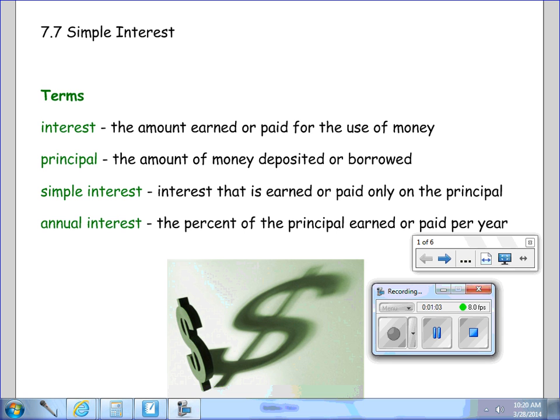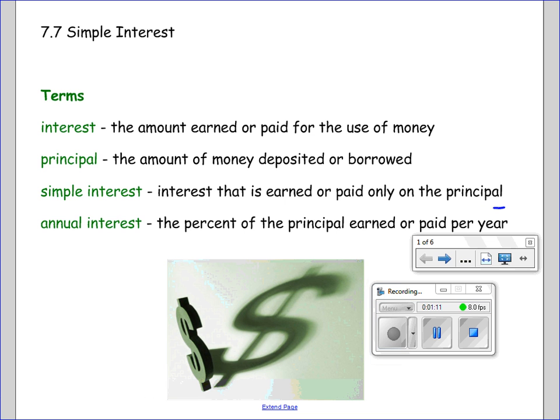Annual interest, the percent of the principal earned or paid per year. So a key in simple interest is it is determined on a yearly calendar, 1 year. And we'll give some examples in a minute.